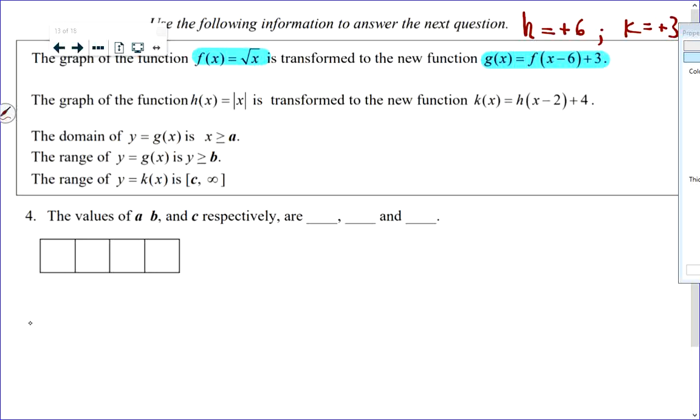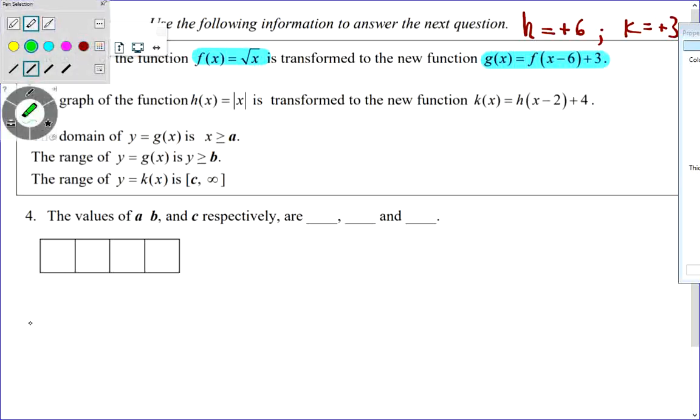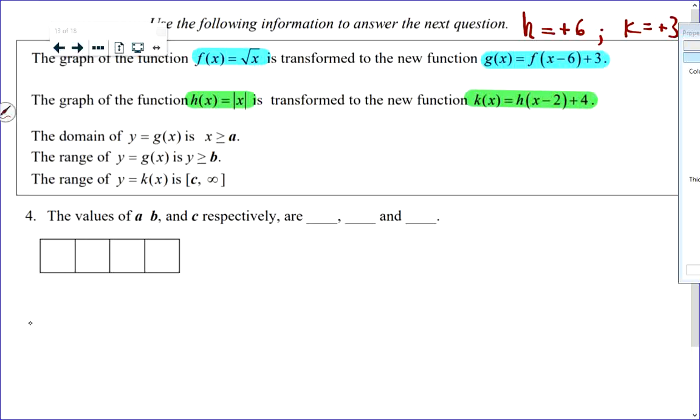Okay. On the other hand, we have h of x, and h of x is the absolute value of x. We'll come back to that in a bit. But it's transformed into k of x. Well, the same argument is going to be in play here. If we know what the absolute value of x looks like, then we should know what k of x looks like, because k of x is a transformation of that function, the absolute value of x. Specifically, in k of x, h is 2 and k is 4.